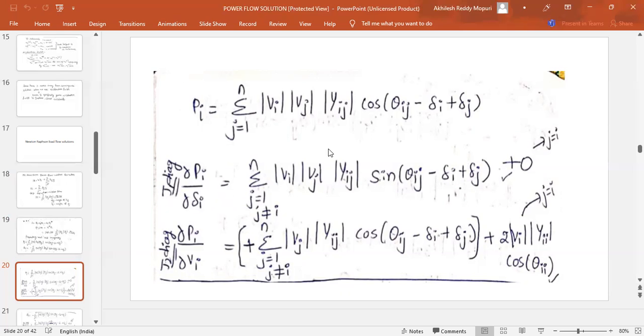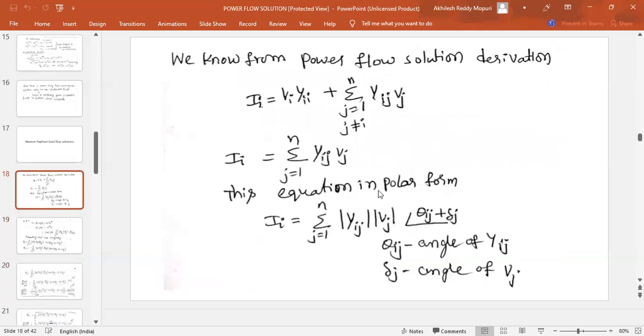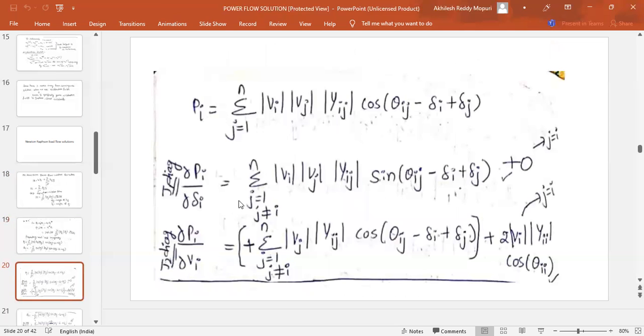You will understand why we are using this when we go for the problems. In Gauss-Seidel, what we will do, we will be forming a Jacobian matrix, and the diagonal elements of the Jacobian matrix include this. So instead of remembering all the formulas, you just understand the derivation and then you can derive whenever it is necessary.